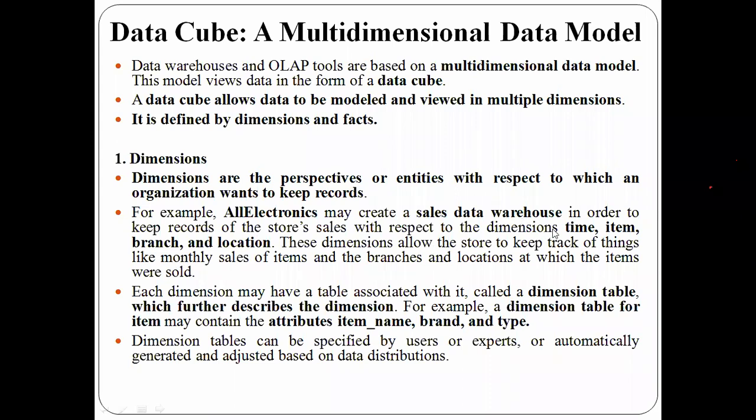Dimensions are nothing but just the entities or the perspectives here. About these, the companies are going to maintain the records. So this All Electronics is keeping the total sales of products with respect to these 4 dimensions here, that is time, item, branch, and location. Okay, so again, if you consider the dimension table, dimensions will have a table that is called a dimension table. This dimension table is going to fully describe these dimensions.